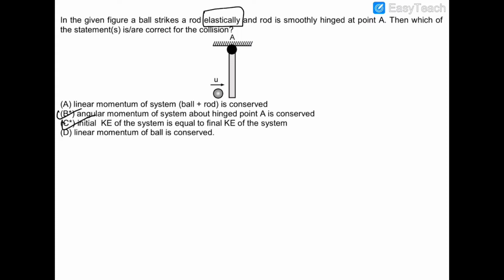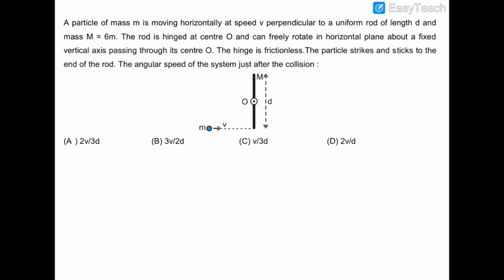Now we move on to the next question. In this question, there is a particle of mass m which is moving with a velocity v perpendicular to this rod. This rod is of length d and its mass is 6m. It is hinged at its center and this is placed in a horizontal plane. So this ball strikes this end of the rod and sticks to the end. So we have to find out the new angular speed of the system.